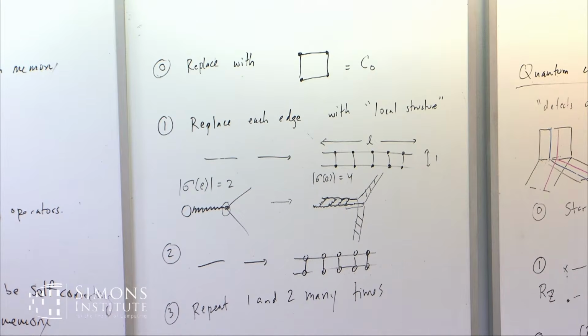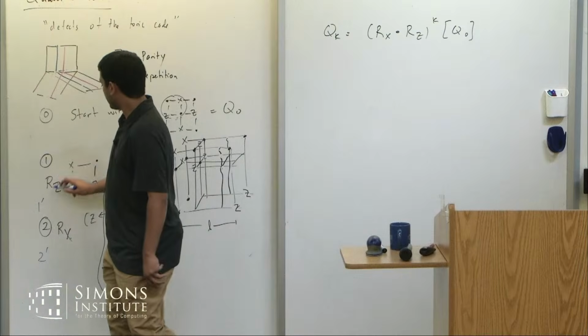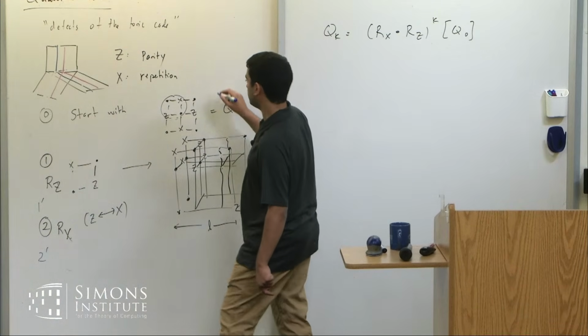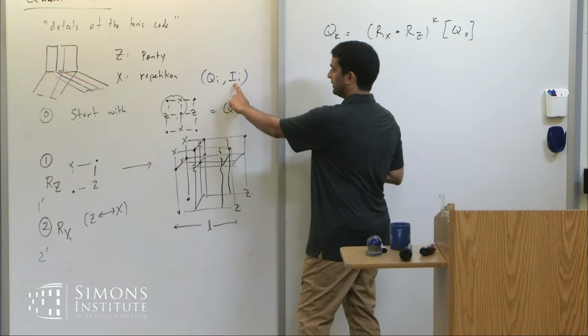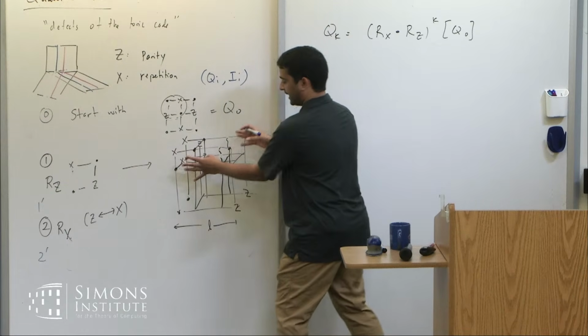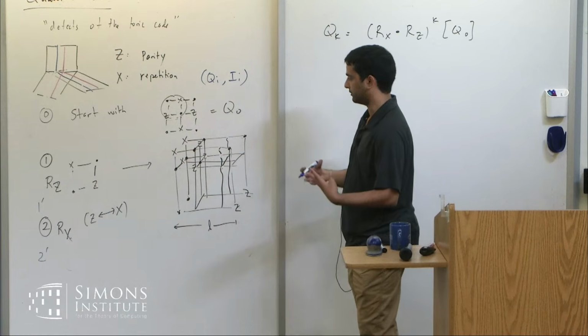There's one last step, which unfortunately I don't think I have time to explain, which is the step in which one argues that this code is embedded locally in R3. And the way this step works is that I need to define step 1' and 2'. And along with this code, Q sub I also need to define an embedding map. So this embedding map maps this graph into R3 in some local way.